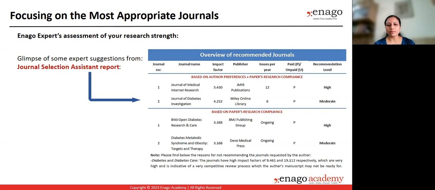Likewise, at the bottom, we can also see a note placed by the expert because we had started with a certain set of journals which the authors had in mind as a preference, where they wished to submit the paper. In case during this entire journal assessment process, the expert identifies that one or two or maybe none of them are relevant for the paper based on the research quality assessment, it is here where they convey to the authors through appropriate parameters and information why those journals were not considered to be suitable for the paper.